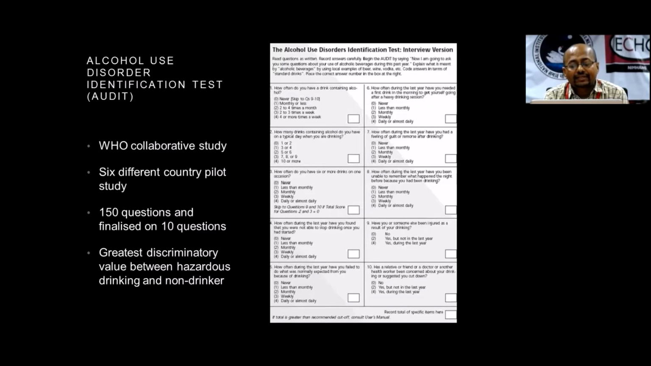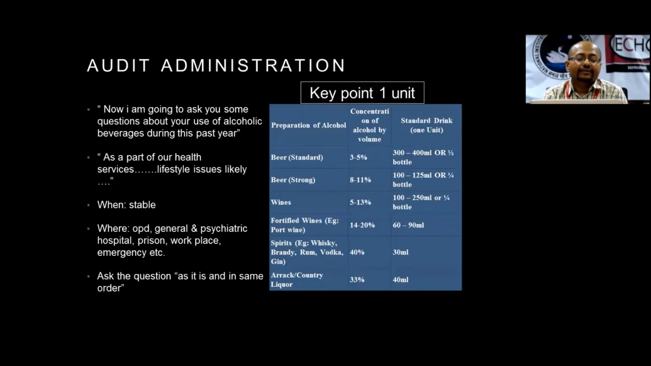I'll come back to the scale and tell you how to start it. First important point: when starting, you have to follow the drafted opening. Like, I'm going to ask you some questions about your use of alcoholic beverages during the past year. This can be used if you're specifically asking about alcohol. If you're not asking about alcohol but checking about lifestyle, then you can say, as a part of our health and lifestyle checkup, I want to ask some more questions about your alcohol use. So you can tune it to the setting you want to use, whether a college setting, a counseling setting, or an outdoor setting. Any setting you can tune it around.